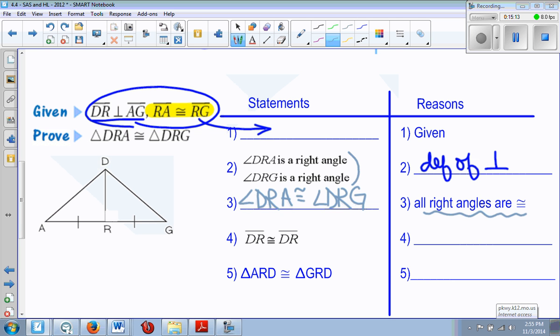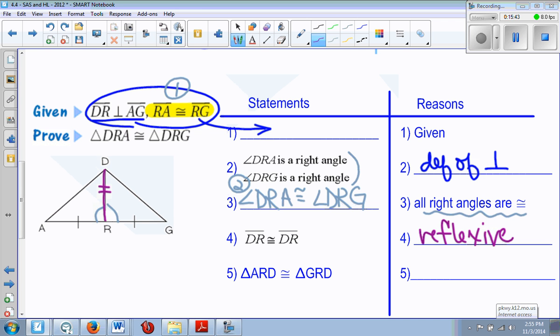So if you're looking for 3 different congruencies, we now have 2. They gave us 1, we just found another. Our third congruency comes from the fact that the side down the center, DR, is a shared side between the 2 triangles. So DR is congruent to itself, DR, and that is the reflexive property. Anytime we see a statement like that, that's the reflexive property.